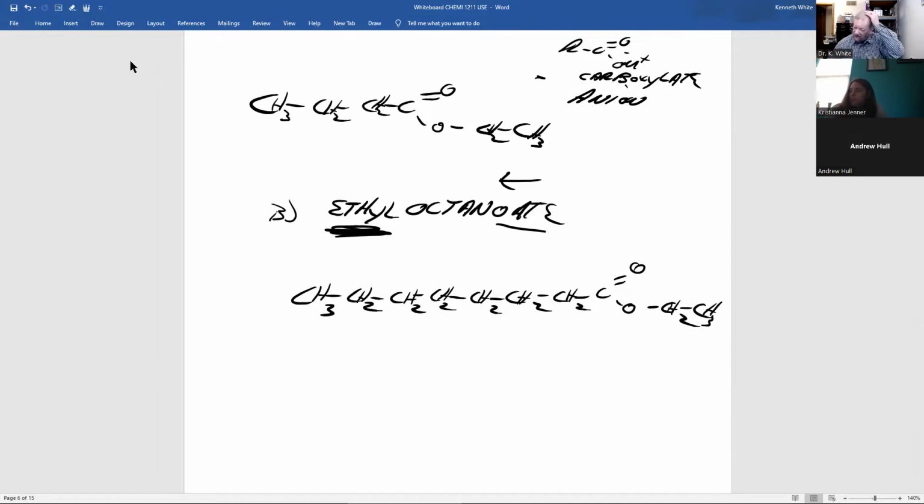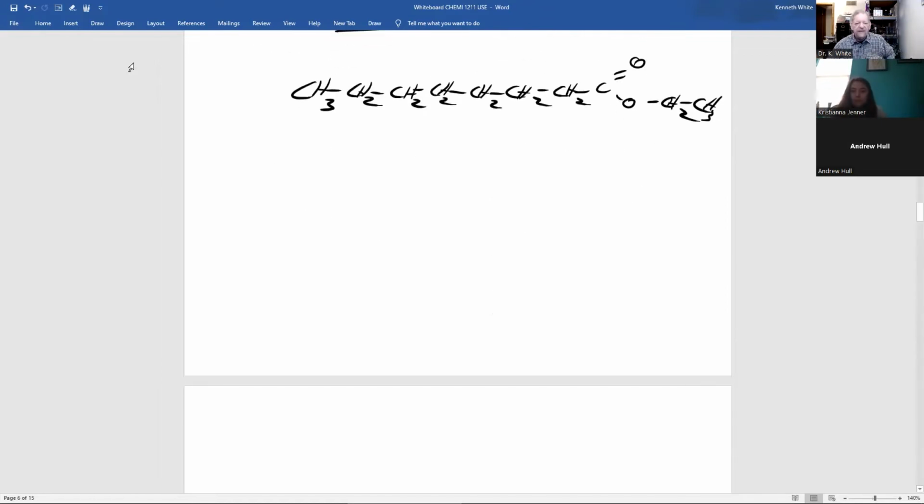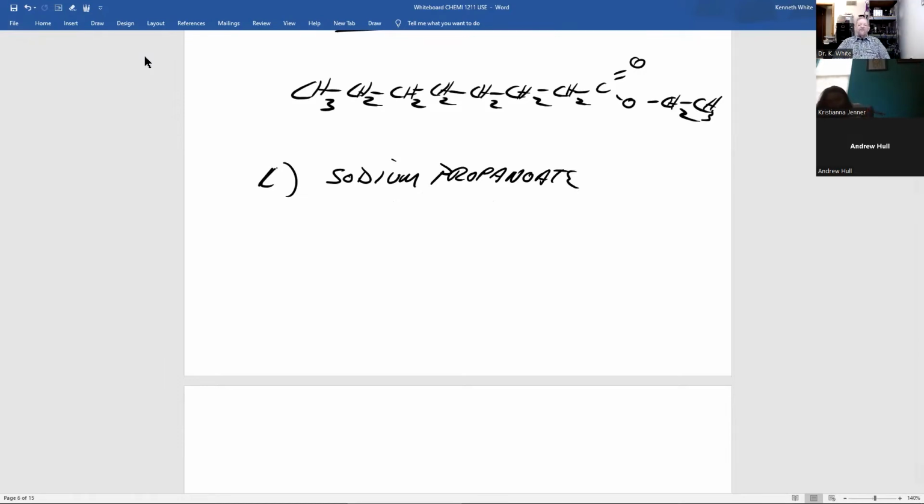Oh, let's do another one. I don't know, what letter am I on? C. And it's your turn. Draw the structure for sodium propanoate.